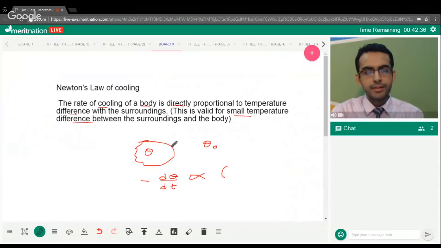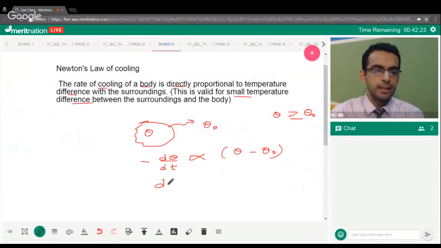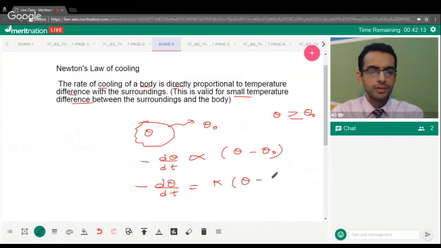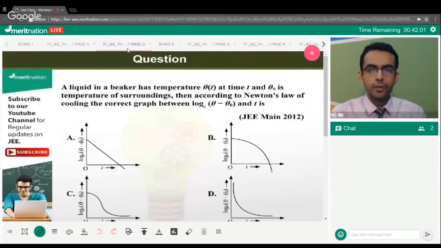So if a body is radiating heat, you should be clear that theta must be greater than theta naught, right? So theta minus theta naught. So that means minus d theta by dt is equal to k times theta minus theta naught, where k is a constant, right? So that's what Newton's law of cooling is. Okay. So now let's read the question again and let's try to solve this question.